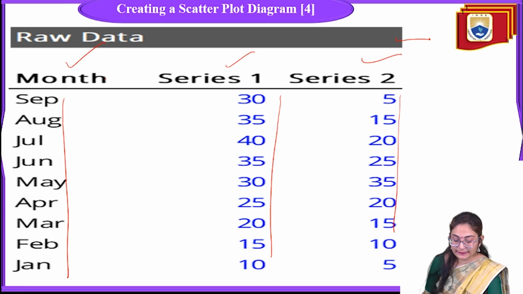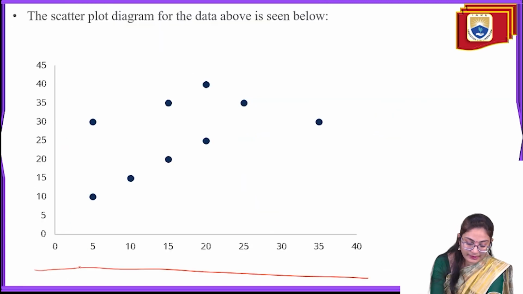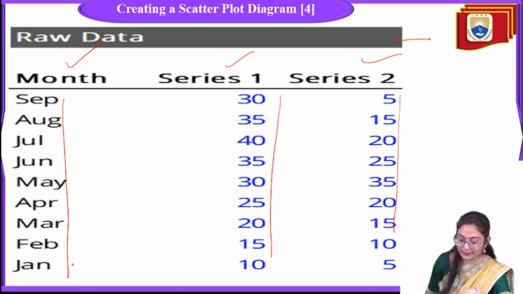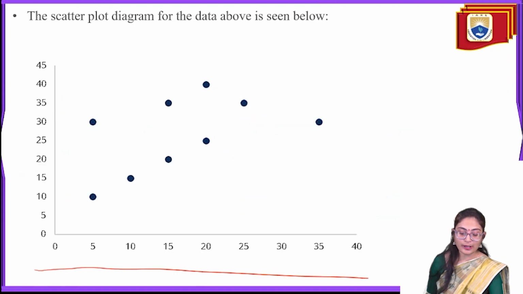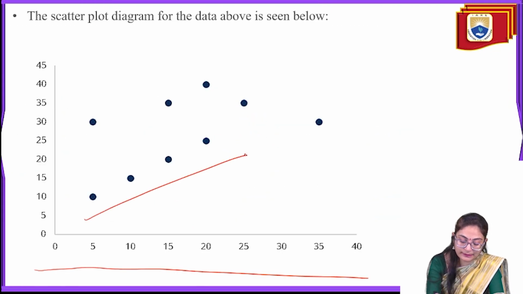So there are series 1 and series 2. Series 1: 5, 10, 40. These are series 1 and series 2. On that basis, you have drawn the data. You have plotted the scatter plot. This is your scatter plot.